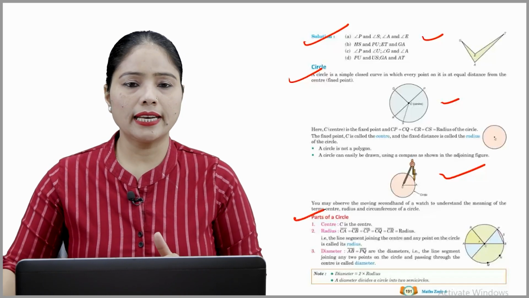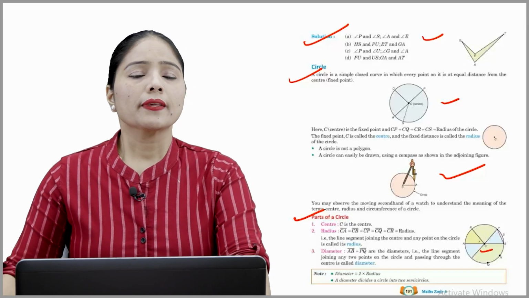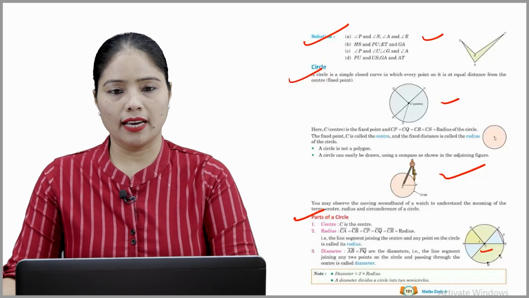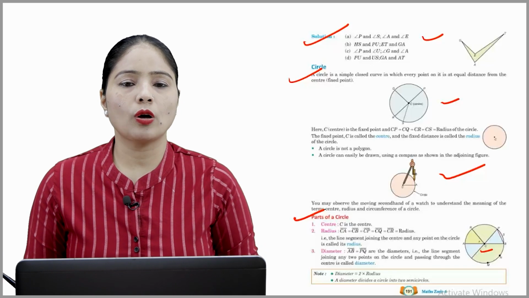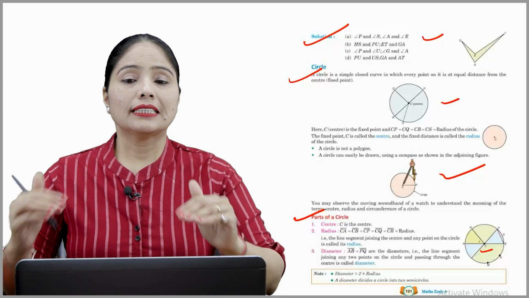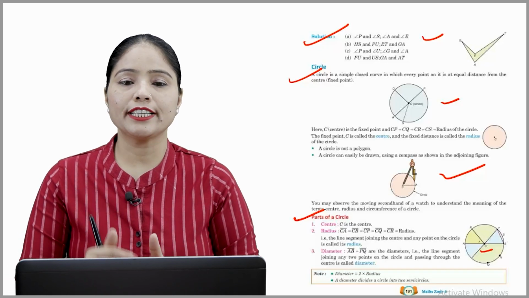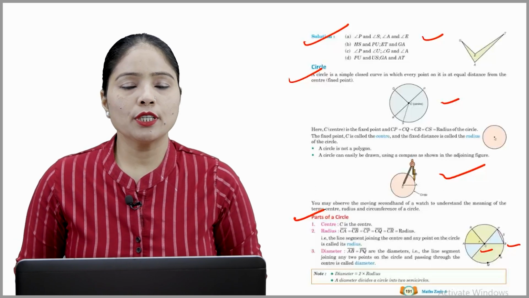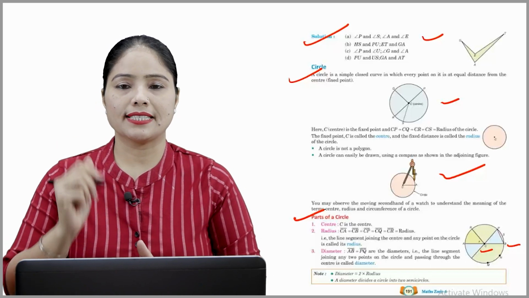Now let's see what the parts are. First one is center. C is the center. Radius: CA, CB, CP, CQ and CR. The line segment joining the center and any point on the circle is called its radius. Now what is diameter? AB and PQ are diameters. The line segment joining any 2 points on the circle and passing through the center is called a diameter. Okay, like this. Note: diameter is 2 times the radius. A diameter divides a circle into 2 semicircles.